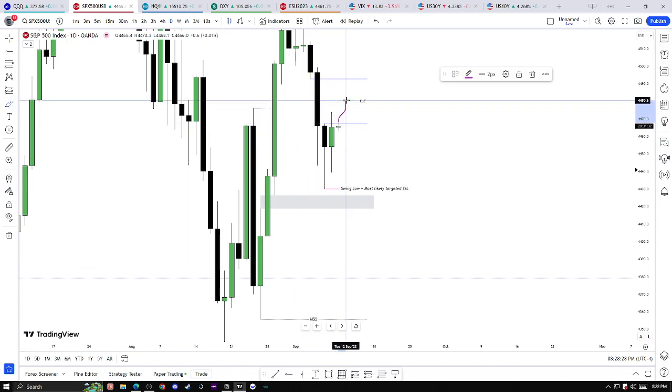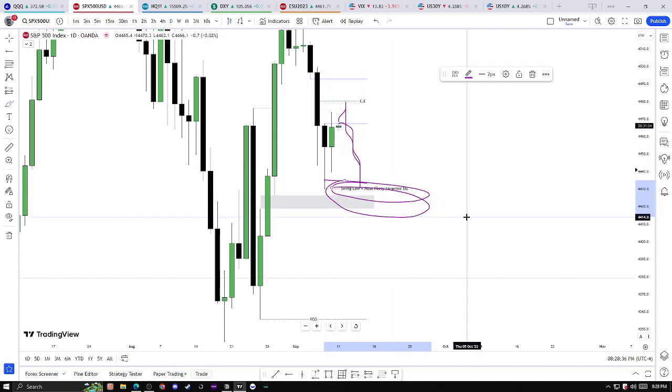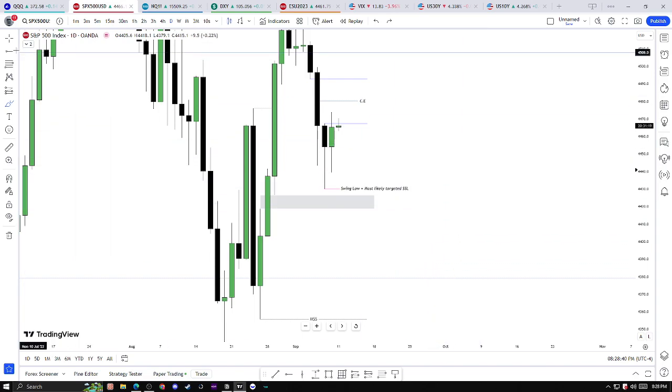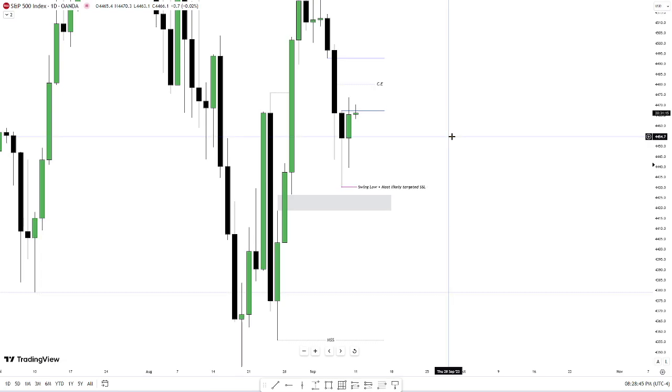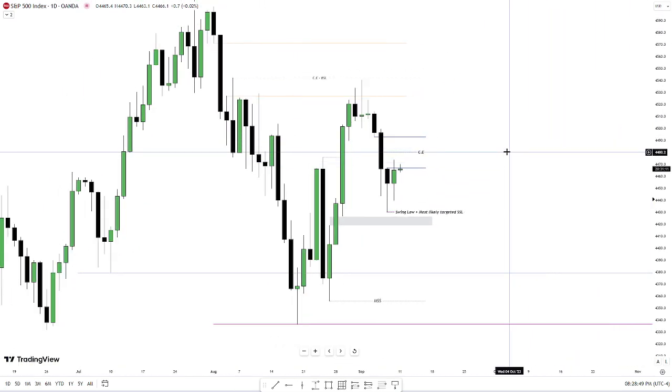Either it goes up here, reverses down, and what I said, most likely targeted is this sell side down here, or it could just reject right here to this sell side, right? That's where I'm seeing it, and that's what I think price is going to do. Is it going to happen? I don't know. I hope so, right?